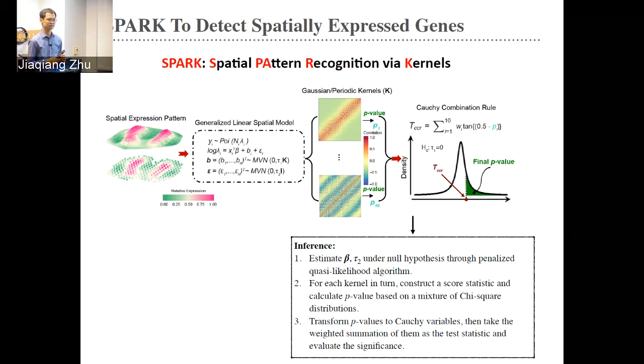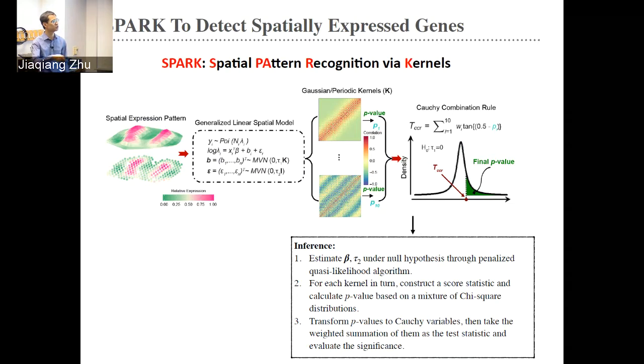How do you define the weight? Okay, that's a good question. In our paper, we just set the weights to be 0.1, so it's equal weights for all the kernels. When we submitted the paper, the reviewer also asked, can you estimate the weights? We tried. It's really difficult, computationally very difficult, and the result is not stable.